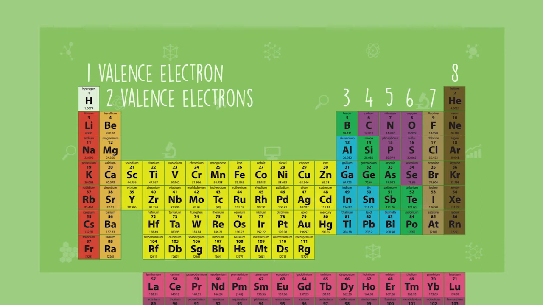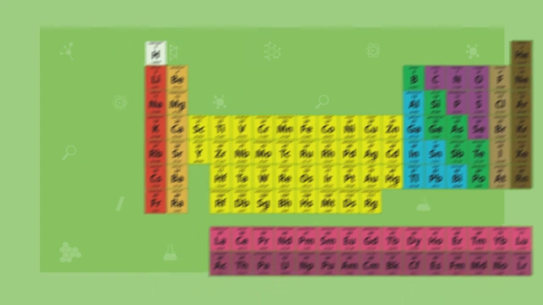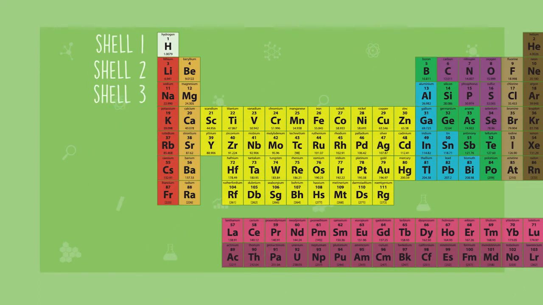Group 1 elements have 1 valence electron. Group 2 elements have 2 valence electrons, and so on. Once a shell is full, electrons are placed into a new shell. Each time a new electron shell is started, this corresponds to a new period on the periodic table.